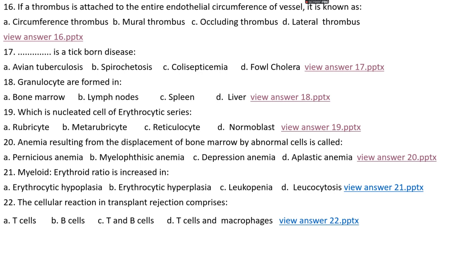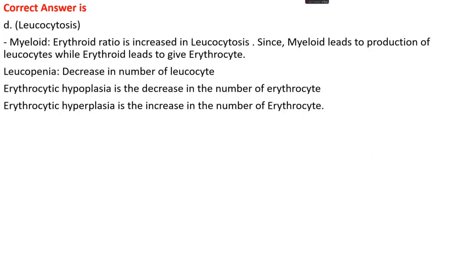Question number 21. The myeloid to erythroid ratio is increased in option A, erythrocytic hypoplasia, option B, erythrocytic hyperplasia, option C, leukopenia, option D, leukocytosis. The right answer is option D, that is leukocytosis.